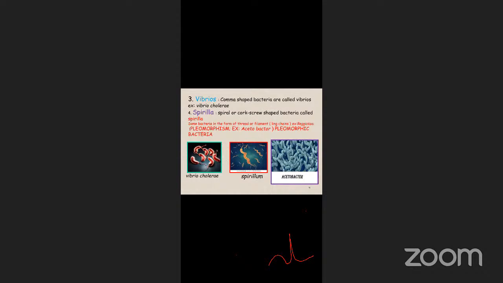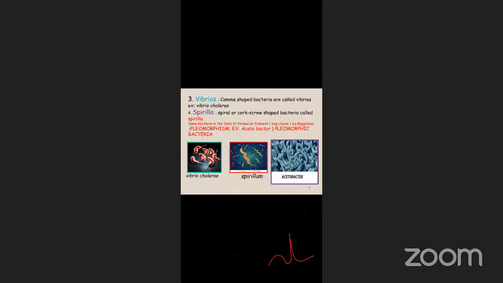Next, the third one is helical or spiral shape of bacteria. These are the two types. Vibrio: comma shaped bacteria are called vibrios. You see the first diagram, a comma, you know, commas and full stops. So comma shaped bacteria are called vibrios. Example is Vibrio cholerae. And next one is spirilla. Spiral or corkscrew shaped bacteria are called spirilla. You know corkscrew shape? Corkscrew. Yes, sir. So spiral or corkscrew shaped bacteria are called spirilla.